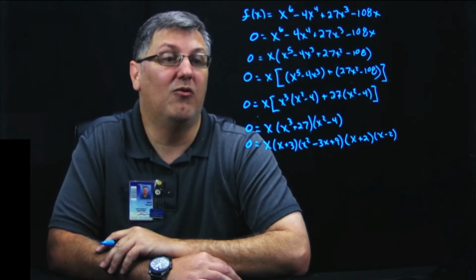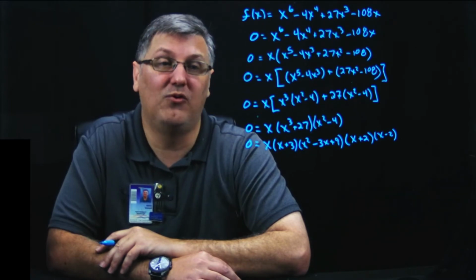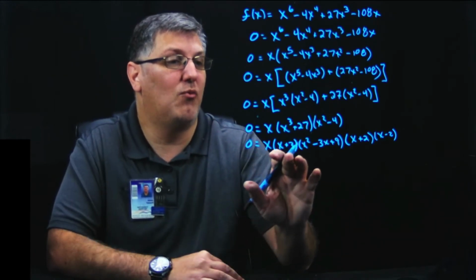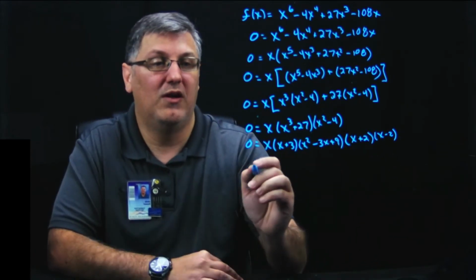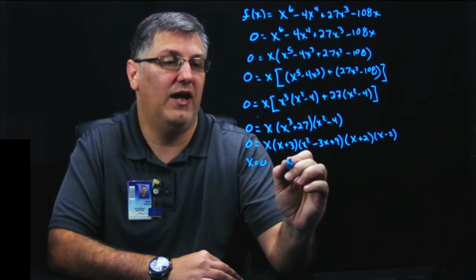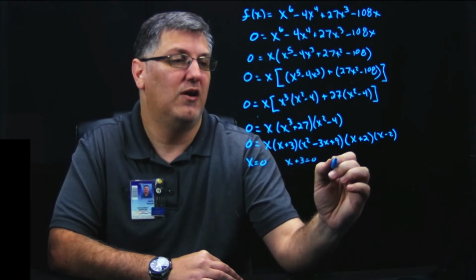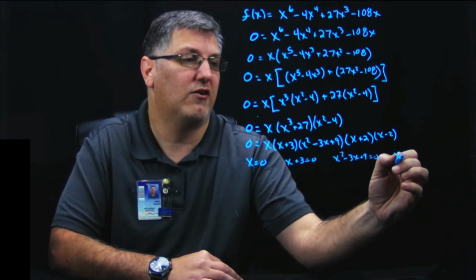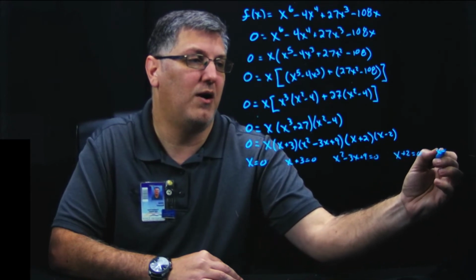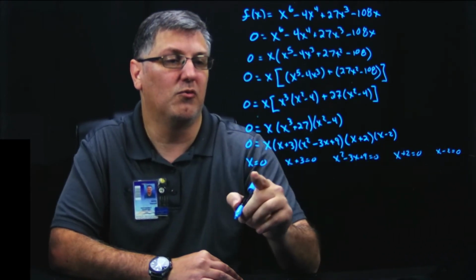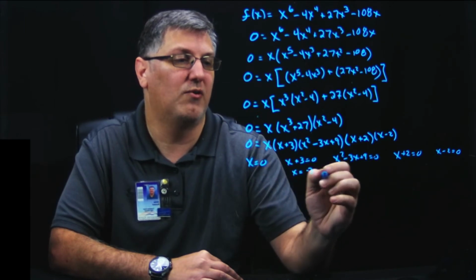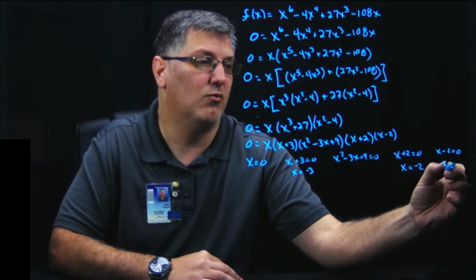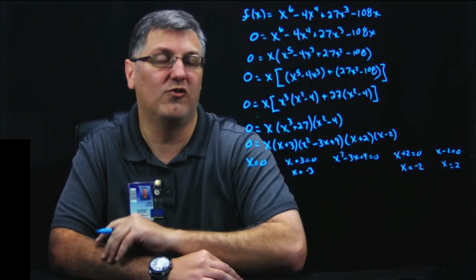Okay, now I'm ready to find my x-intercepts now that I'm fully factored, because I want all complex solutions to this. So I'm going to take each one of these factors and set it equal to 0. So I have x equals 0, x plus 3 equals 0, x squared minus 3x plus 9 equals 0, x plus 2 equals 0, and x minus 2 equals 0. Well, this one's already solved. Here, x equals negative 3. I'll come back to this one. x equals negative 2, and x equals 2. So far we have 1, 2, 3, 4 solutions.